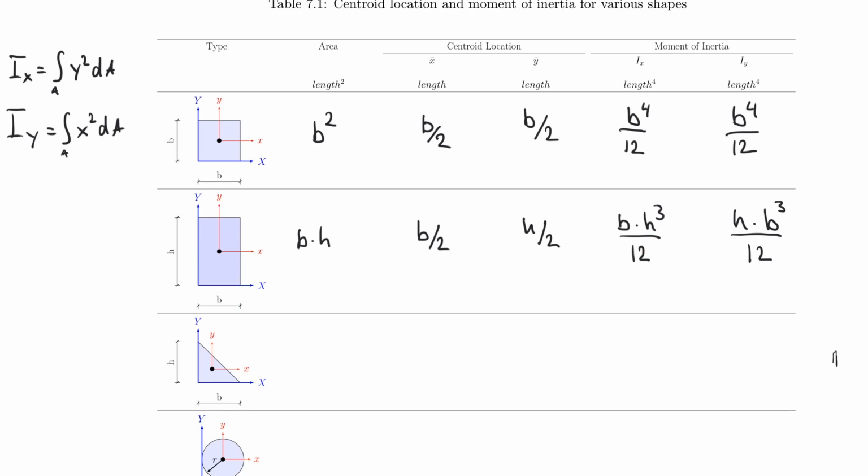Now, how does this apply to a triangle? Let's do the obvious first. The area is 1/2 b times h.